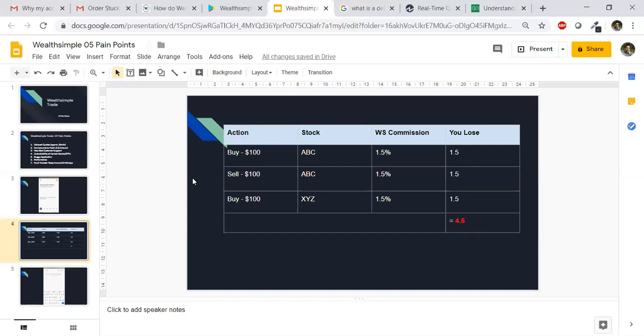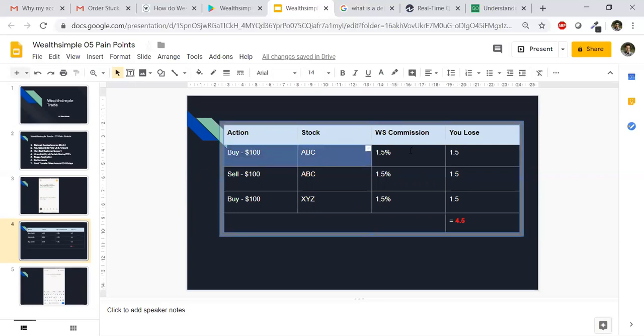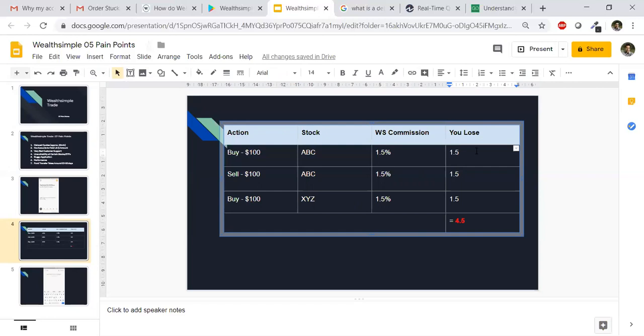Most online trading platforms like Questrade give you an option to hold your US dollar amounts. For example, the first time, if you're going to buy a $100 stock, they will charge you like 1.5% or 2%. But when you sell that, after selling, they are not going to charge you again, but they will hold it in a US account.